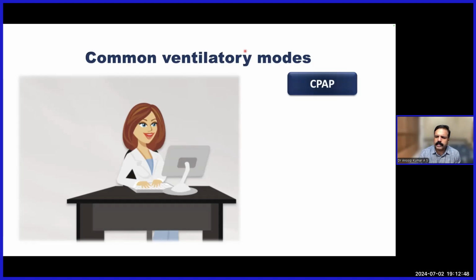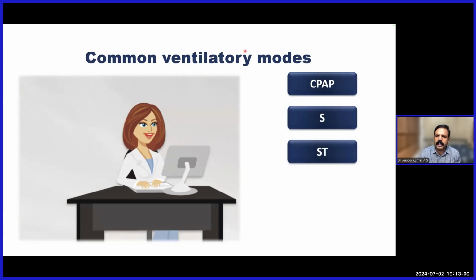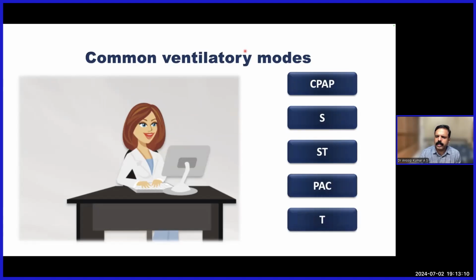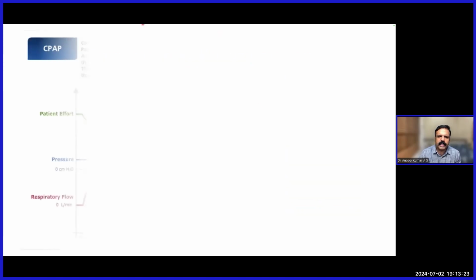The first mode is called the CPAP mode. The CPAP mode is usually used in obstructive sleep apnea, and you need only a very basic ventilator for this. Here all the patients are breathing spontaneously, and you have different ventilatory modes like CPAP, spontaneous mode, ST mode, PAC mode, and T mode. So these are the common modes available in NIV: CPAP, spontaneous, timed, PAC, and T. So now we'll see what each mode is.